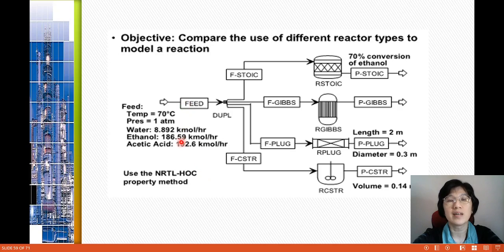So the feed condition is also given. The feed condition is just like the reaction condition, 70 degrees C and 1 atm. The water, ethanol and also acetic acid compositions are given accordingly. Water is present in the raw material because, I think, this is an impurity in one of these raw materials, either ethanol or acetic acid.